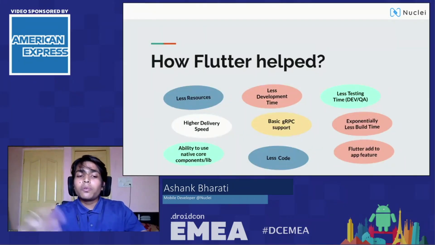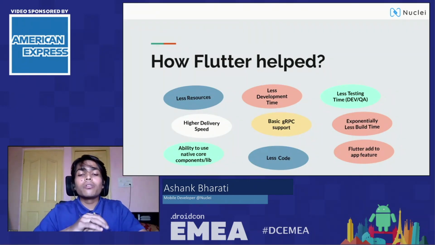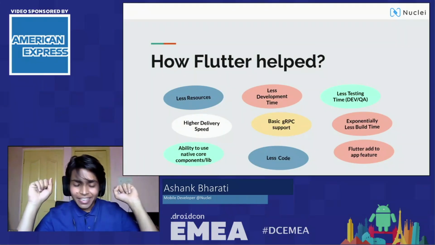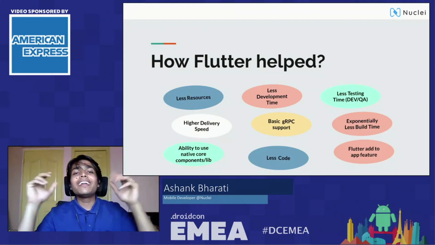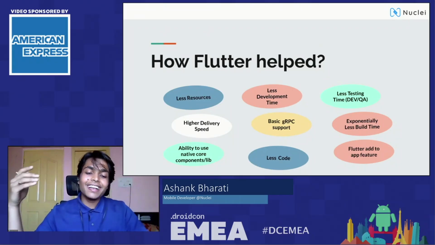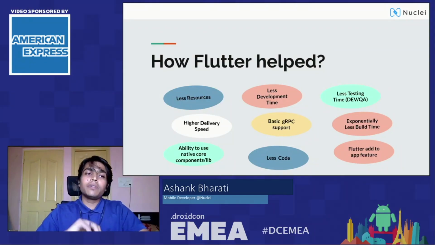How Flutter helped? Obviously, the opposite of the previous challenges that you saw. Less resources, as it has only one code base. Less development time because Flutter has a hot reload feature. You just press Control S or Command S, and you see the screens rendering on your phone, rather than building the grid again and again and testing it. Then obviously less testing time, as you have one code base to maintain. High delivery speed. Basic gRPC support was also there, and exponentially less build time because Flutter builds very fast.